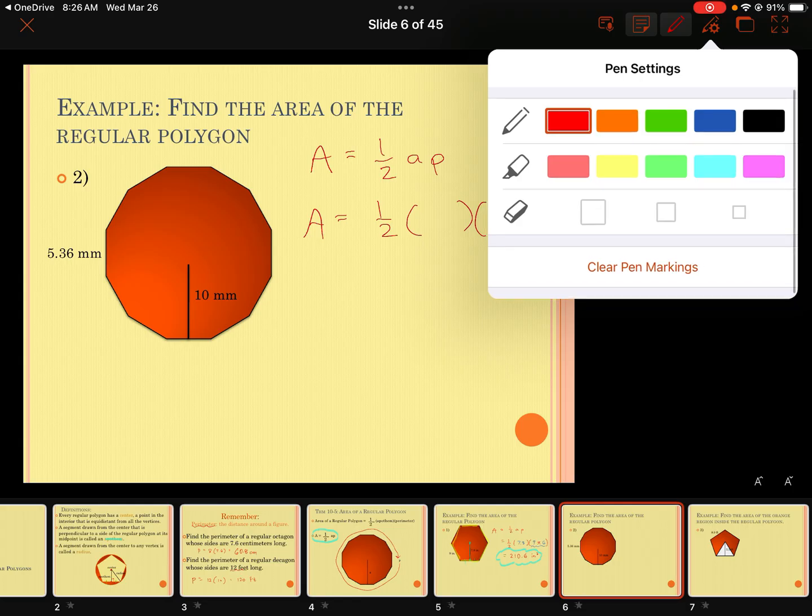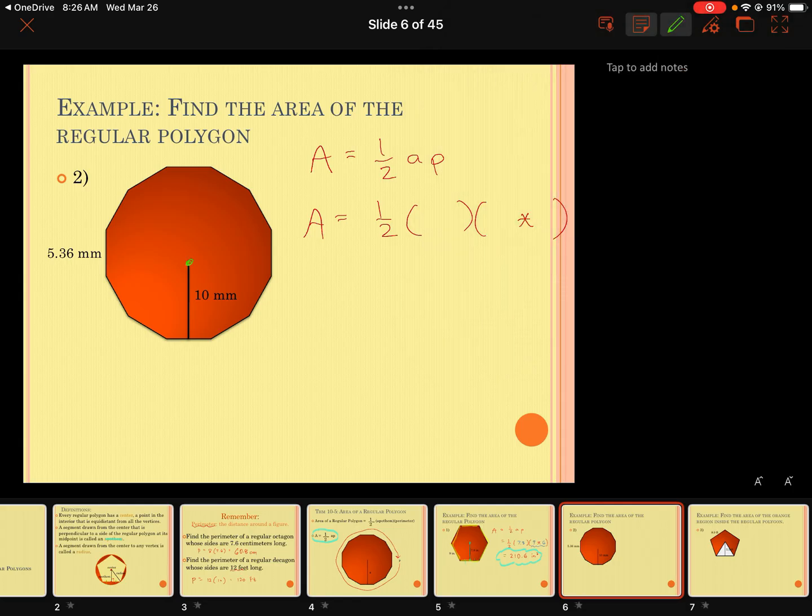Your apothem connects the center with the midpoint of a side. And we know that's a right angle. So your apothem has a length of 10 millimeters. So we're going to put that 10 right there.